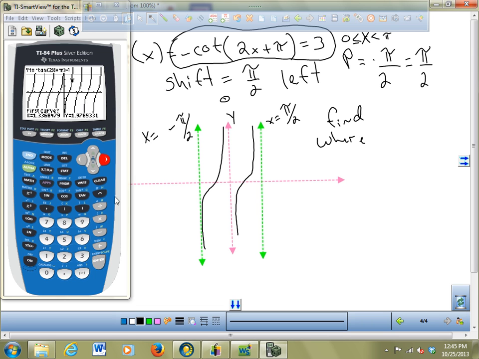So you hit first curve, and then you hit enter, and then it'll say second curve, and it'll jump up to your line. See, it says y equals 3 over here, and you hit enter, and then it'll say intersect. You guess where they intersect. So the first place where negative cotangent of 2x plus pi is equal to 3 is at about 1.4 radians. And I think that would be the only place between 0 and pi, because for the next one, you're going to have an asymptote at pi. Right? You understand what I just said?